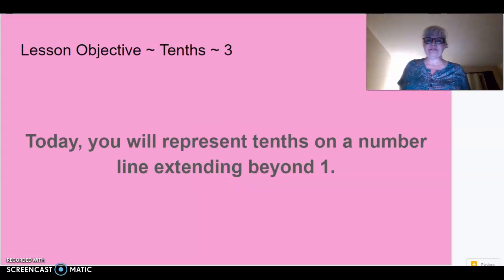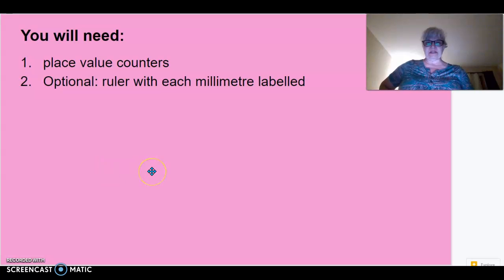All right, your lesson objective today, we're doing lesson 3. It's entitled Tenths. Today you will represent tenths on a number line extending beyond 1. We did similar things yesterday, but today we're going to work on using number lines. You will need place value counters and possibly a ruler that has centimeters on it, and millimeters labeled in between the centimeters.